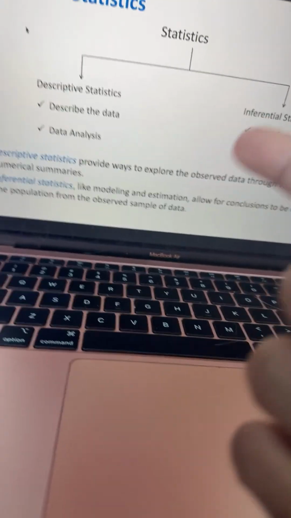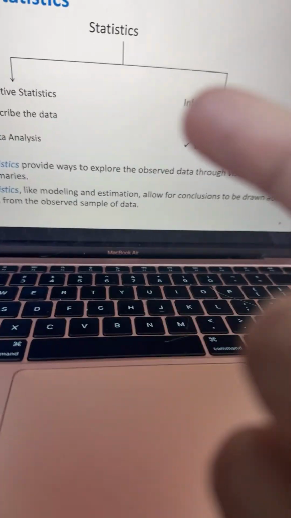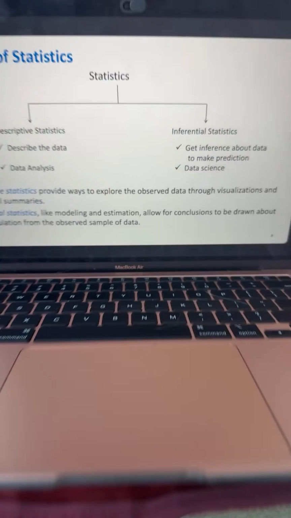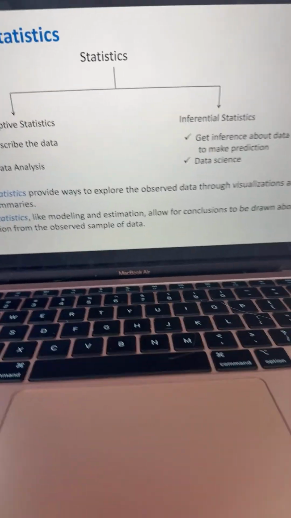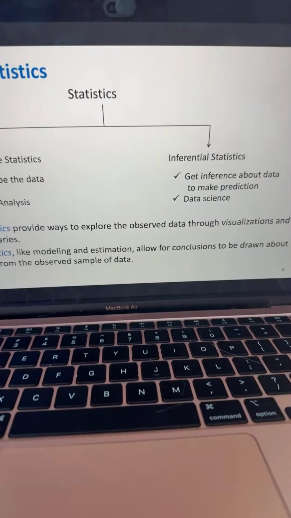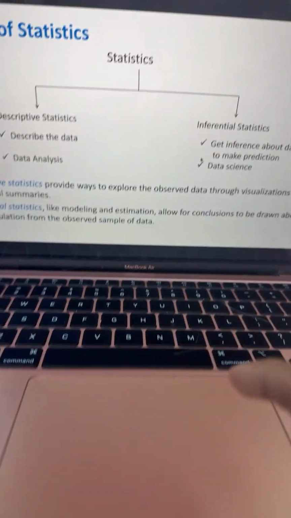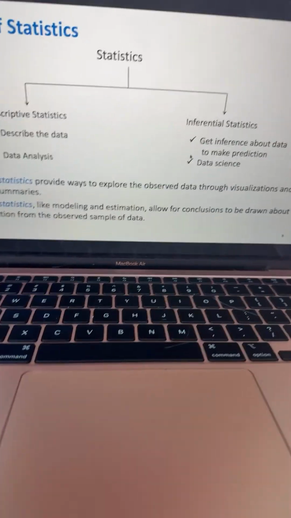Okay, so types of statistics, we have descriptive statistics. It describes the data, and it is data analysis. Inferential statistics, you get inference about the data to make predictions in data science. So descriptive statistics provides ways to explore the observed data through visualizations and numerical summaries. Let me repeat that again. So descriptive statistics provide ways to explore the observed data through visualization. So descriptive is visual, right? Like that graph from the earlier example.